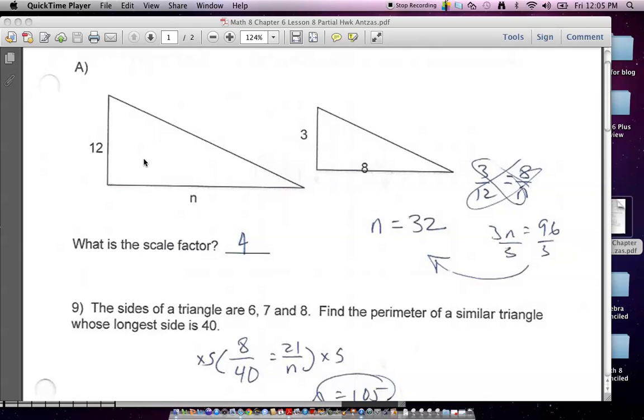It asks what the scale factor is. Notice, this one is 3, this one is 12. So how many times bigger is it? It's got to be 4 times bigger, right? 3 times 4 is 12. So scale factor is 4.